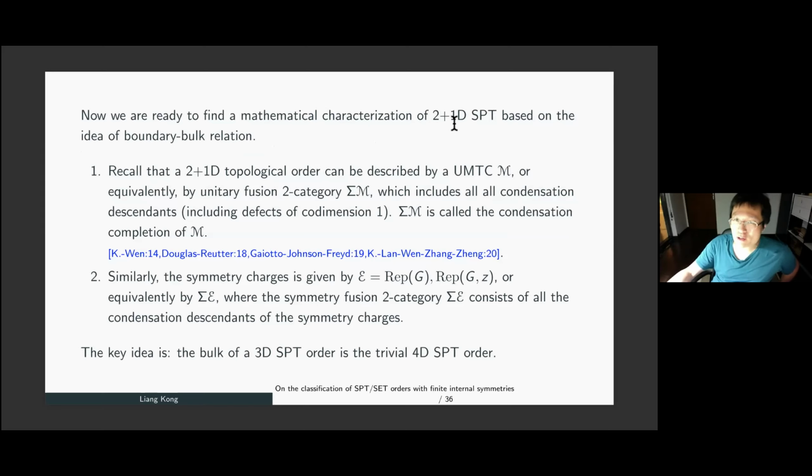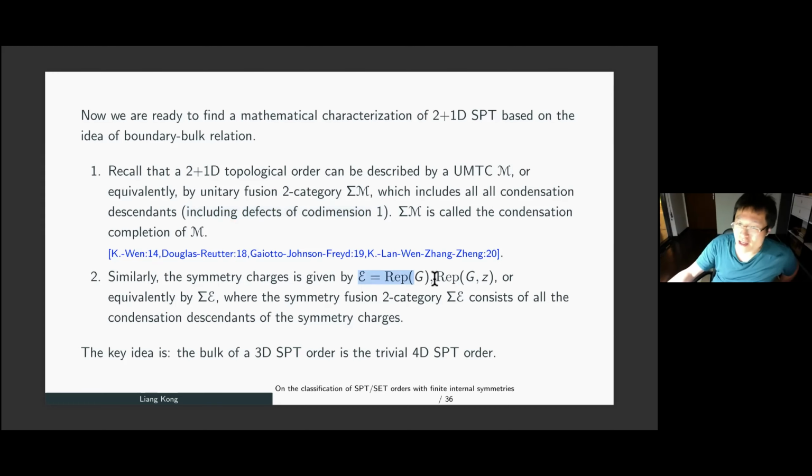Now we are ready to find a mathematical characterization of the 3D SPT based on the idea of the boundary-bulk relation. Recall that the 3D topological order can be described by a unitary multi-tensor category M, and equivalently by a unitary fusion 2-category, which we discussed at the very beginning. The sigma M includes all the codimension 1 defects. I use the condensation completion, because all the codimension 1 defects can be condensed from the particle defects. Codimension 1 is obtained from codimension 2 by condensation. But we don't need that. Just remember that sigma M includes all the codimension 1 defects.